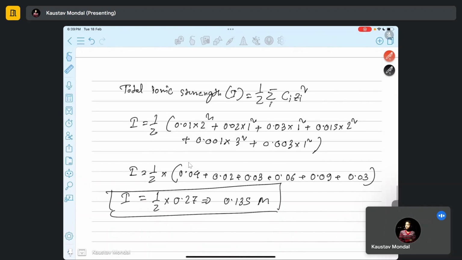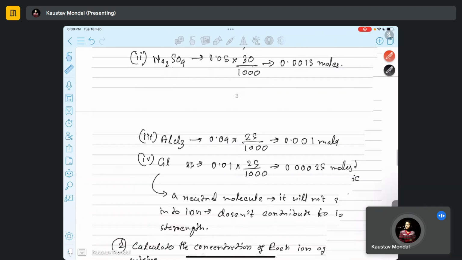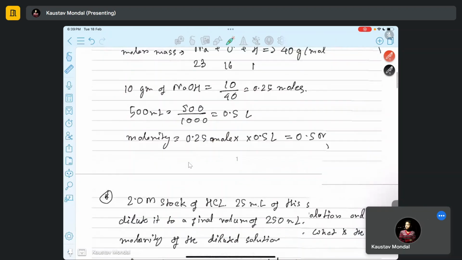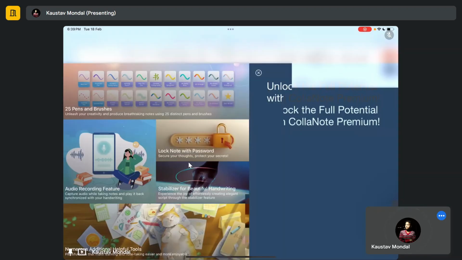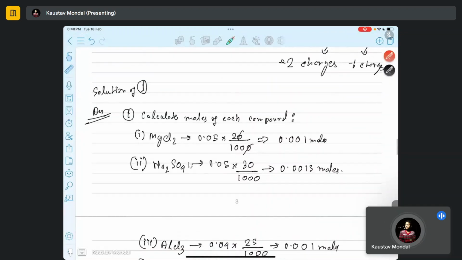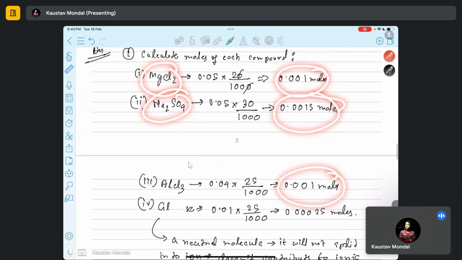Okay, so let me just revise all of the things that I have done. This was initially the problem: 20 ml of MgCl2, 30 ml of Na2SO4, 20 ml of AlCl3, 25 ml of glucose. So basically the first step, we calculated the moles of each compound before the mixing. The MgCl2 was 0.01, Na2SO4 is 0.015, AlCl3 is 0.01, and glucose is this.